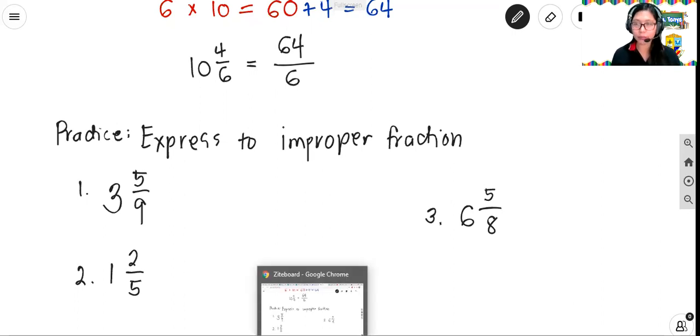At this point, press the pause button so that you can start working on your own. Once you're done, press the play button again so that you can check if your answers are correct. If you want to go back to the beginning of the video, you may do so to review again how to express mixed numbers to improper fractions. But for now, please press the pause button.